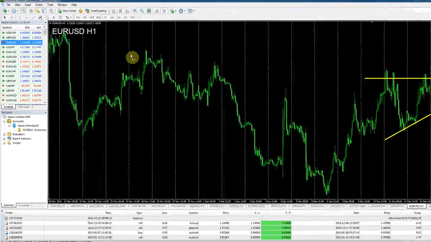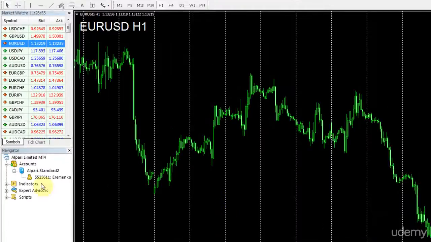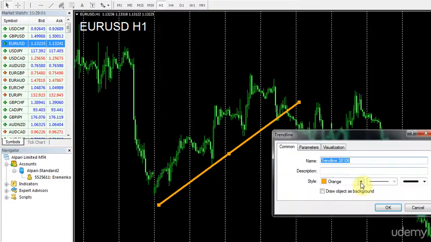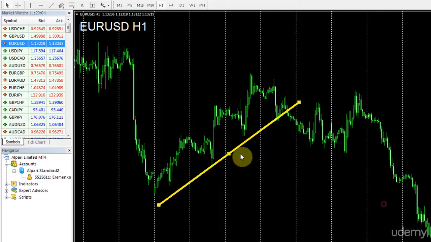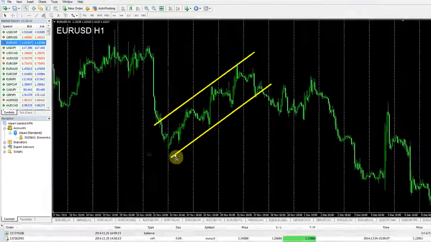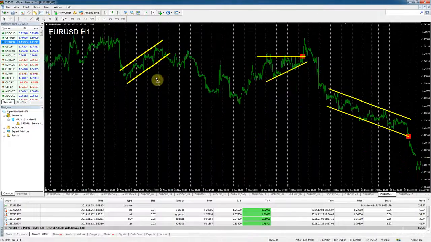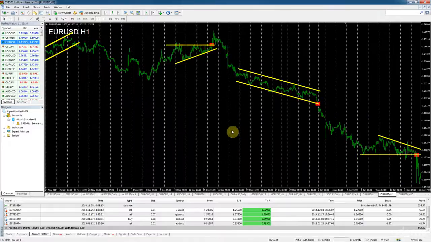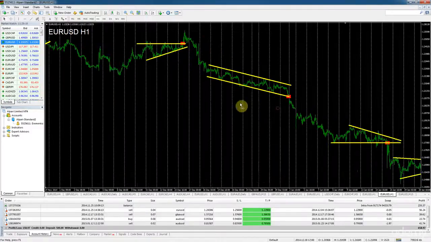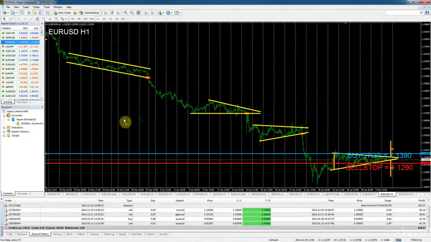Also, let's see if you can spot a channel right here. I'll just mark it out so you can see a channel here. Let's change this to yellow. And there. So as you can see, the price was in the channel here and then burst outwards, downwards. So there have been a couple of instances where the price was either in a channel or in a triangle, and there was a burst.